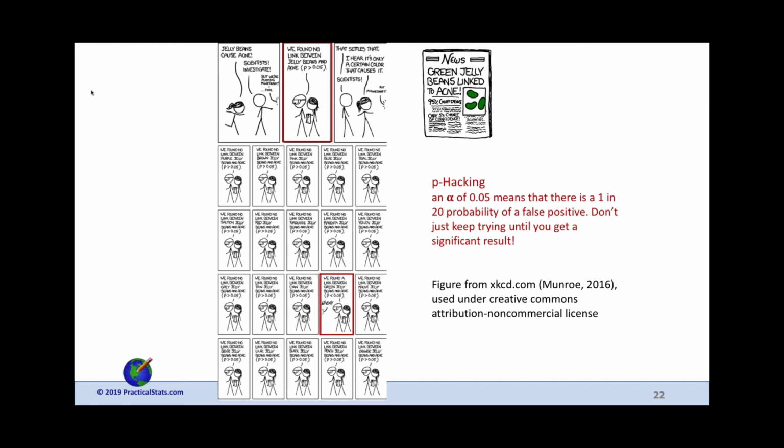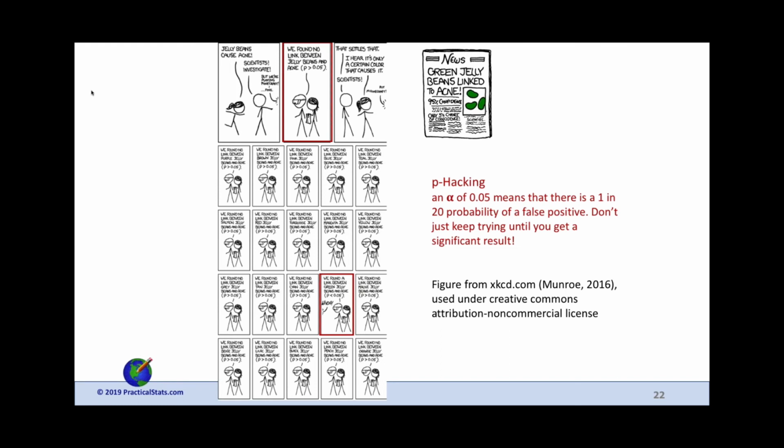And the other one says, I hear it's only a certain color that causes it. So now it's back to test it again. So now 20 tests are done for 20 different colors of jelly beans. 19 of them show no relationship, but one of them has a p-value less than 0.05, the green jelly beans. And so the news media says green jelly beans are linked to acne.